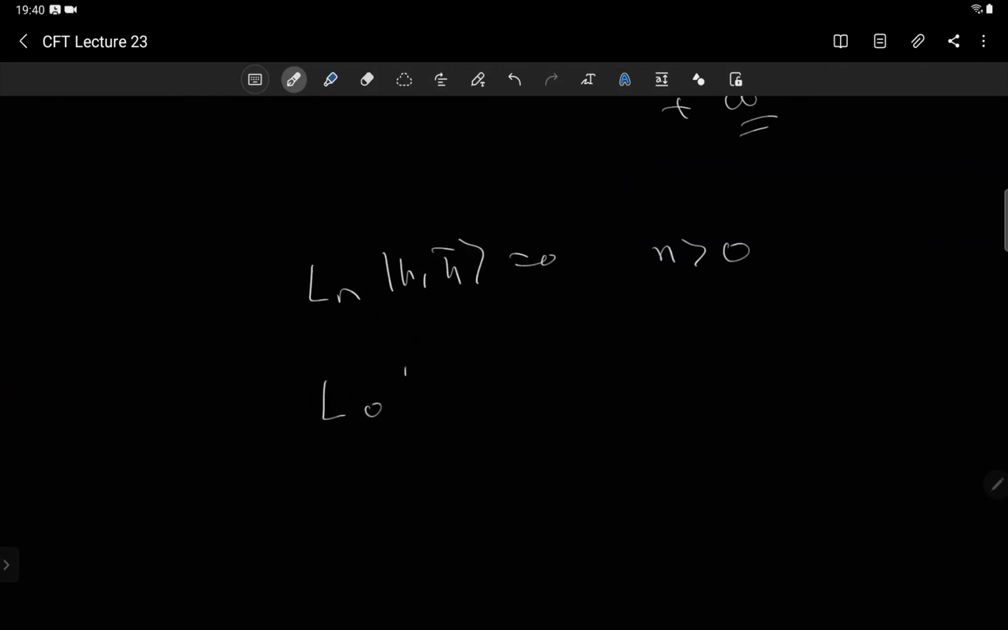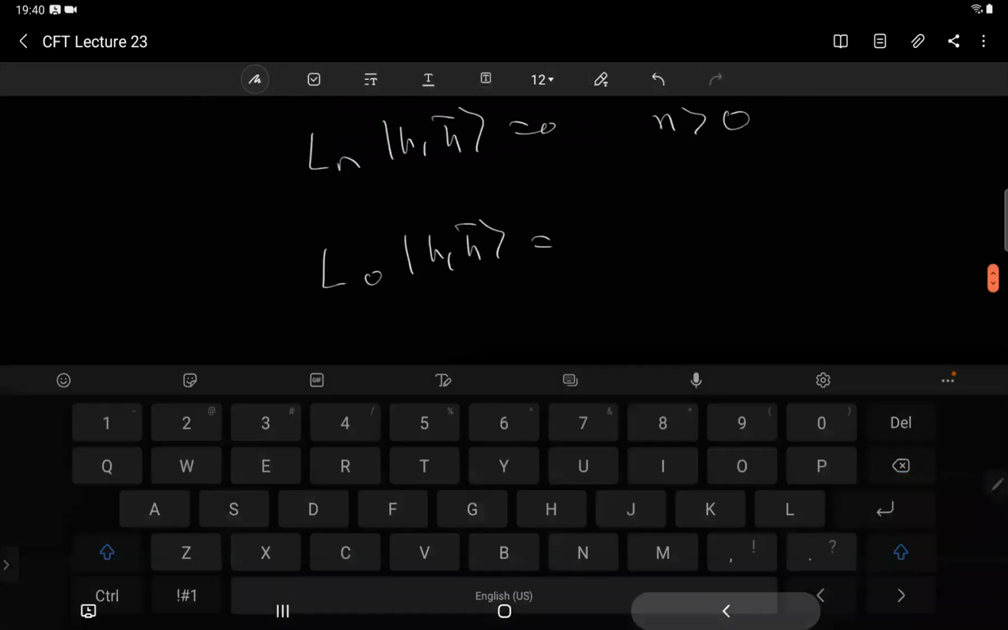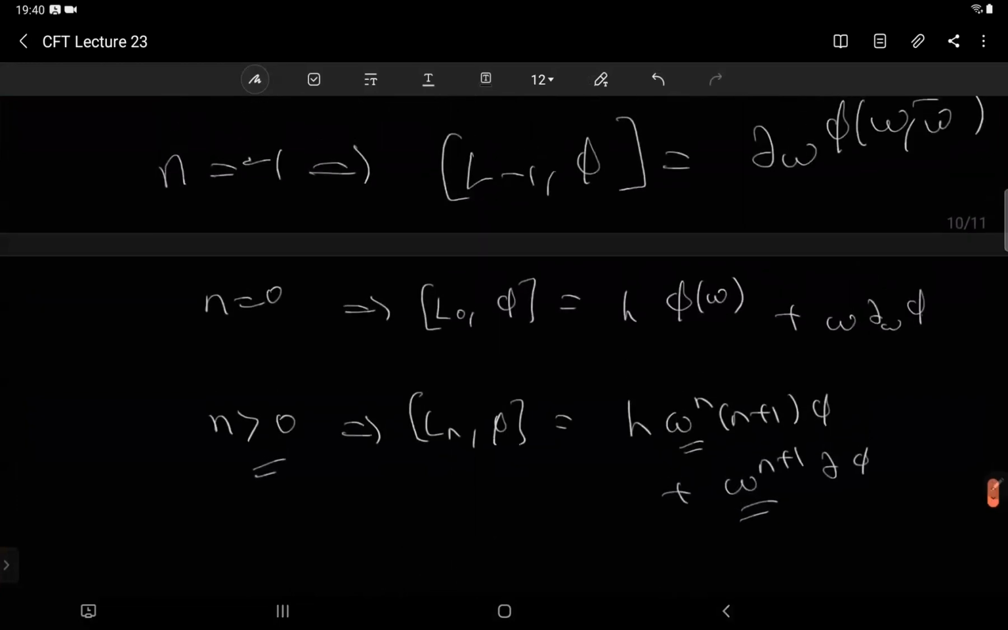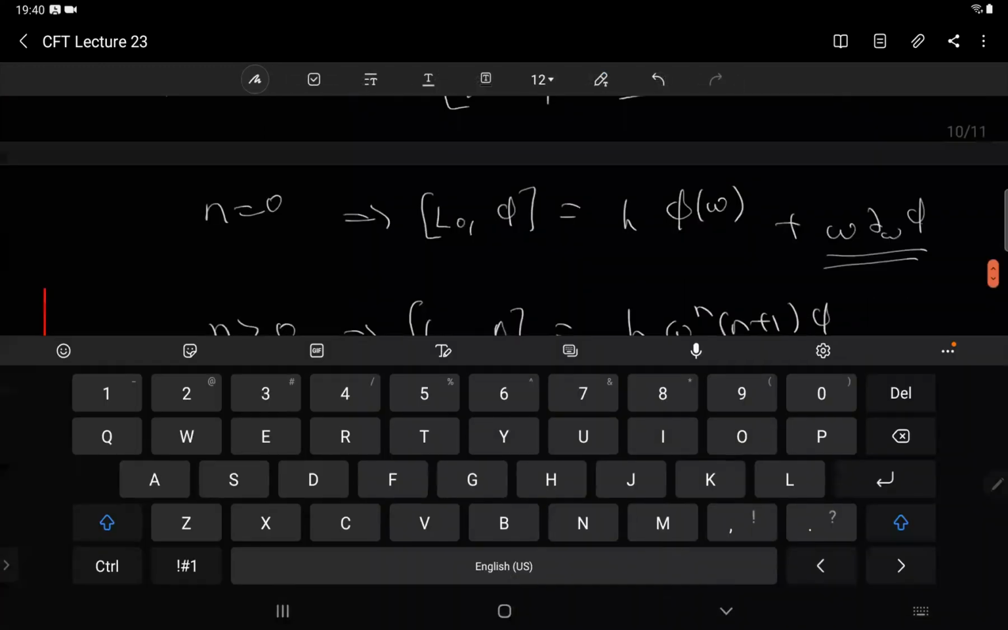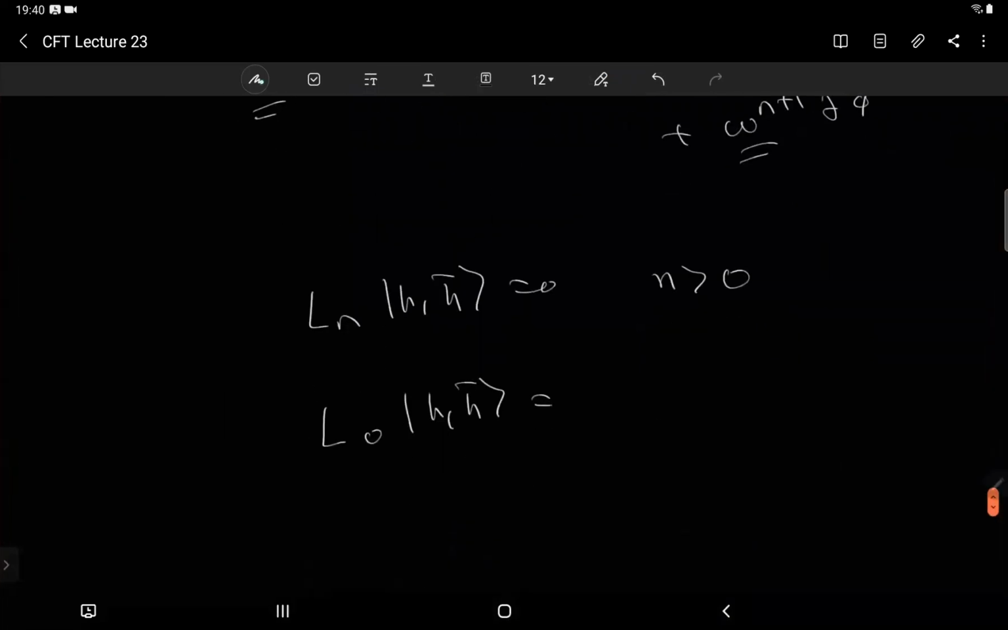Okay. Then L0 acting on h h bar, what is that? Can you tell me what L0 acting on h h bar is? You see this will be 0 because there's an omega term here. So in the limit omega goes to 0, that term vanishes. So you will just get h times h h bar. So it's an eigenstate of L0.